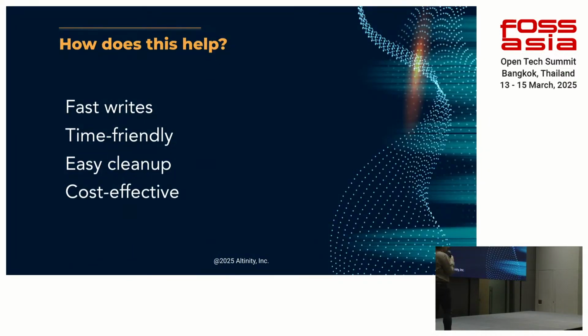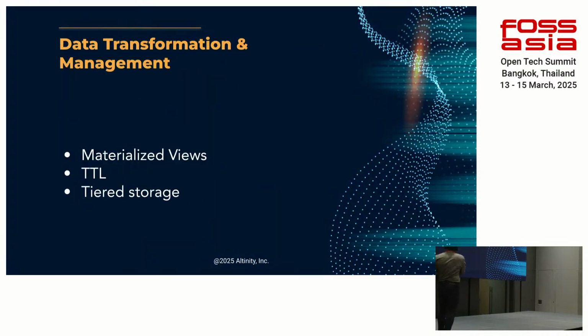So this allows fast writes. Why do we need fast writes on an OpenTelemetry-like system? Because we're ingesting a lot of data that we may not need at the time, because we don't know what happened, maybe we will visit, or maybe we will not. So it's time-friendly, easy to clean up, and cost-effective. So we'll look into how it achieves that.